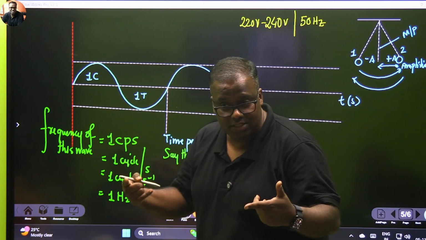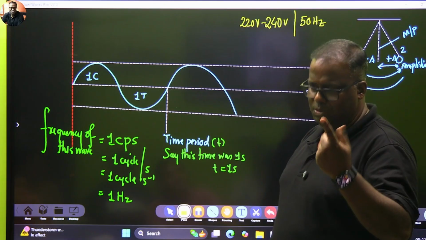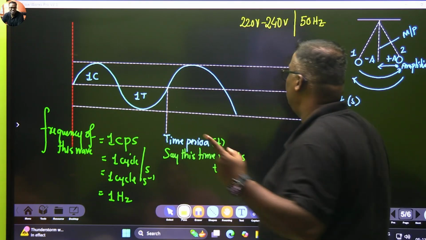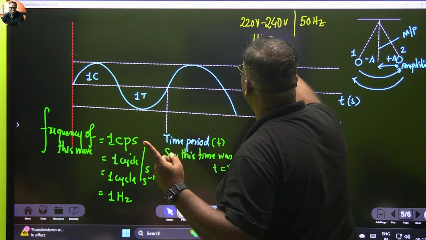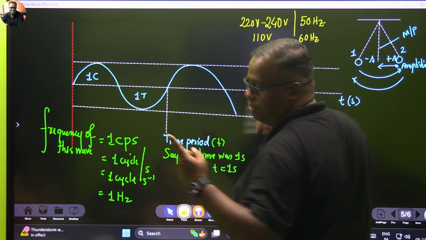How many half cycles? 100 half cycles. Two half cycles make one cycle, 50 hertz. And if you go to US, then this voltage is 110 volts, 60 hertz. They are the only country who follows this.